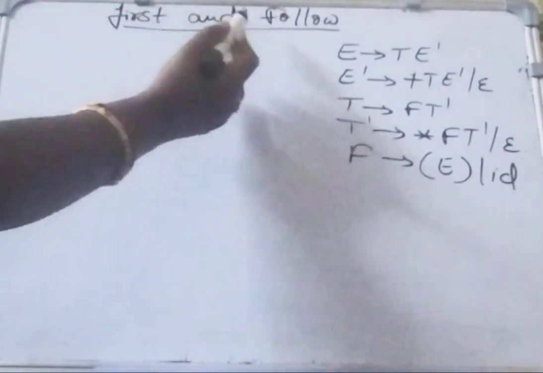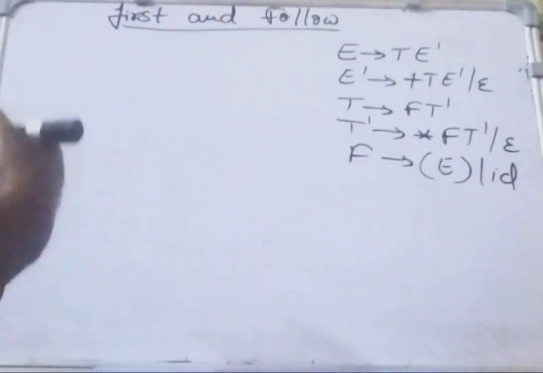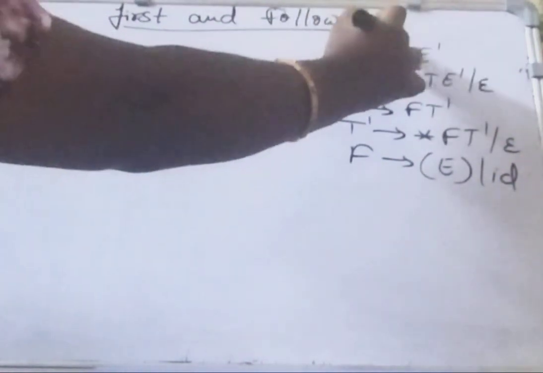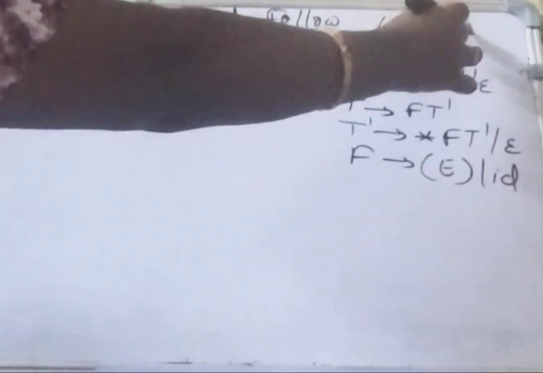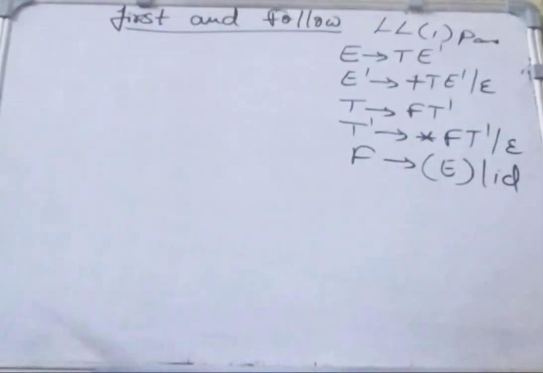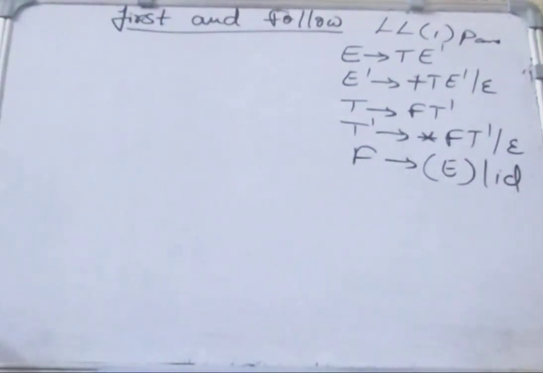Today we are going to discuss how to compute first and follow. First and follow are computed in order to build the LL1 parser. LL1 parser means designing the predictive parsing table. We have to compute the functions first and follow. Now coming to first, how to identify the first?